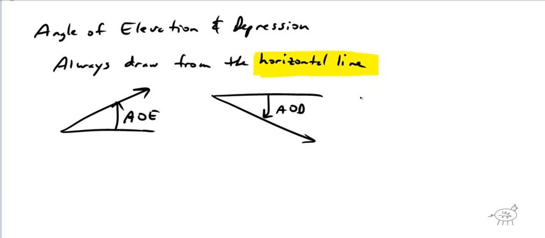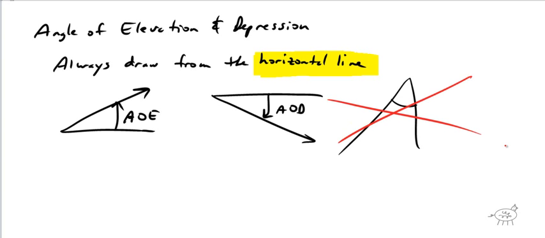I see kids, when I say angle of depression, sometimes they go from this distance, this angle right there. This is so wrong. I'm going to put a red X through this. Don't do that.